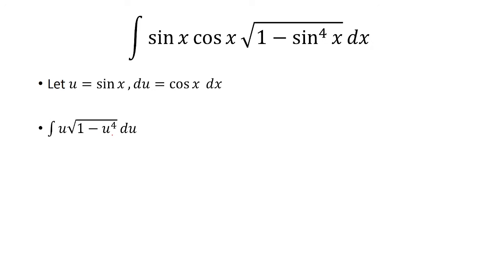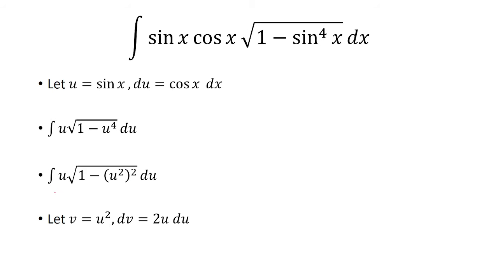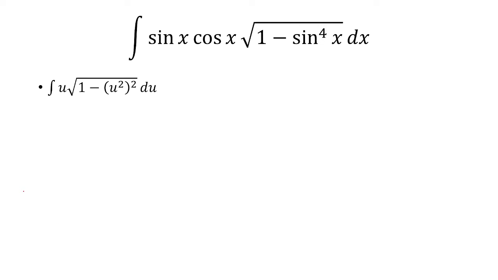And from here, I can break up u to the fourth as u squared squared. So I can make another substitution and let v equal u squared. So dv is 2u du. Now, u du will just be dv over 2, and I have the 1/2 factored out. And then 1 minus u squared squared becomes 1 minus v squared.